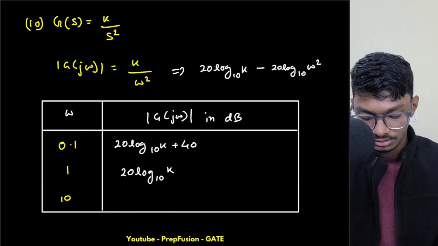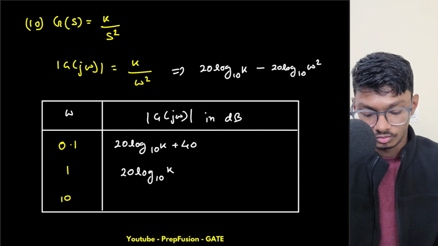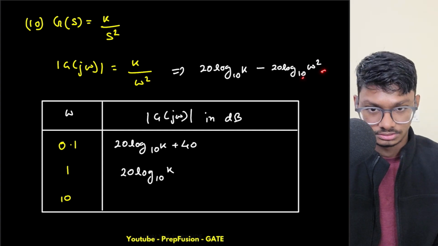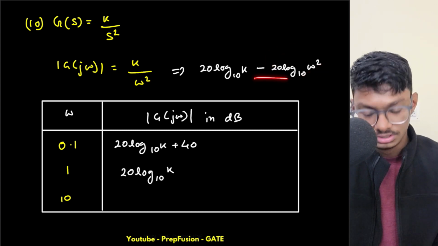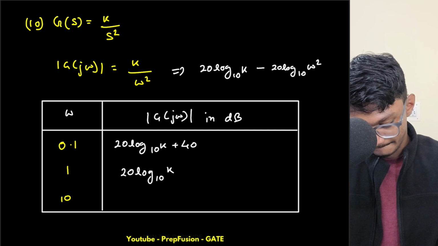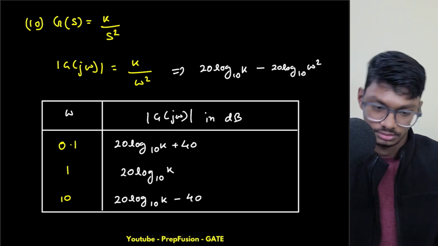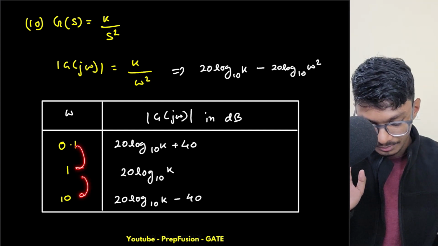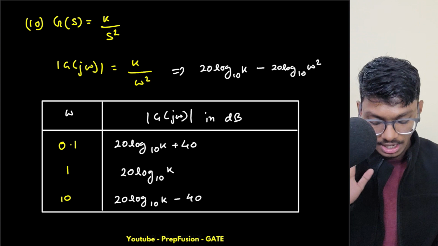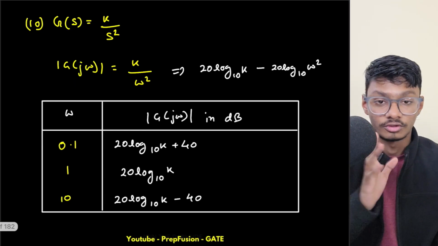And if omega is 10, then what does this become? Here this is 20 log base 10 squared. So 2 again comes in front, but this time plus 2 comes in front, not minus 2, so this is minus 40. Simple calculation I am doing. So here I have 3 points, and what I am observing is that each decade I pass, I move 40 in the dB scale. So what is my slope? My slope is 40 dB per decade.